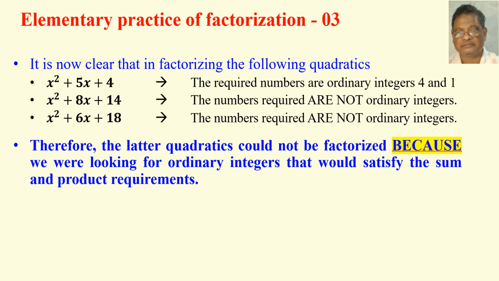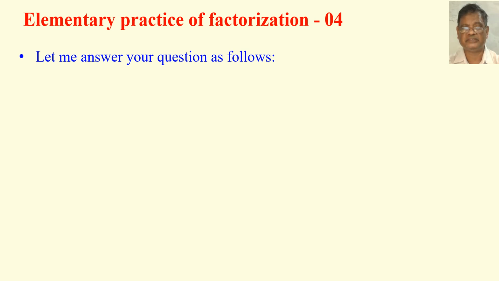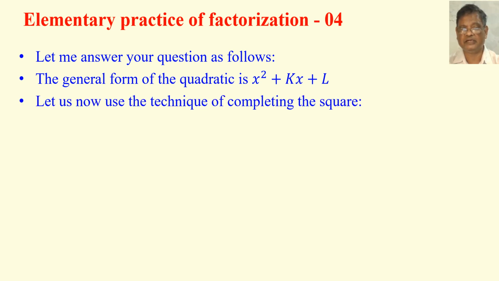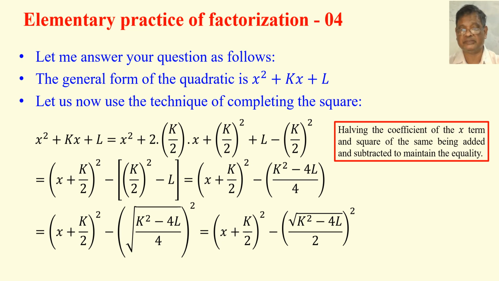Although I have now answered your original question, I must now answer your question that arose right now. Namely, how can one find out whether a quadratic can be factorized using the usual practice? Let me answer your question as follows. The general form of the quadratic is x squared plus kx plus l. Let us now use the technique of completing the square. As was demonstrated earlier, the coefficient of the x term of the quadratic is halved and the square of the same is added and subtracted to maintain the equality.